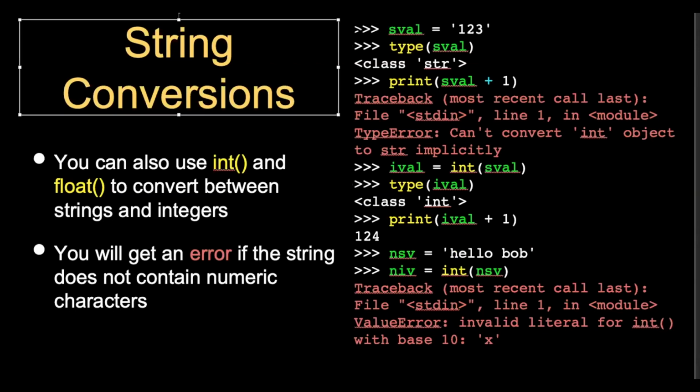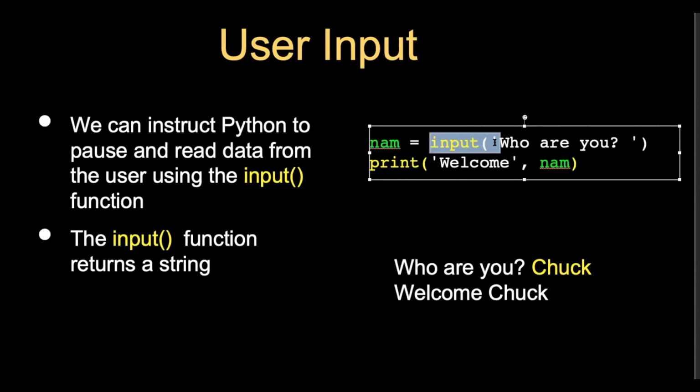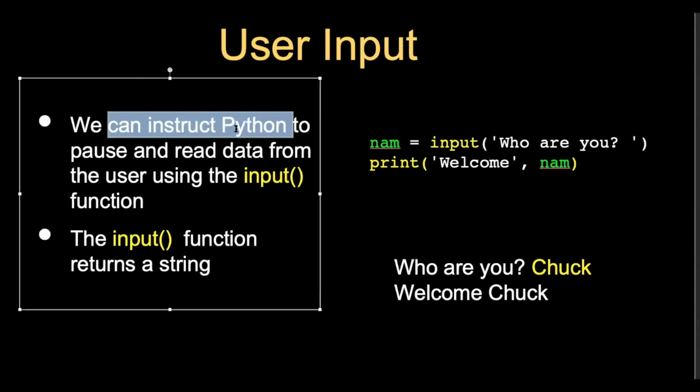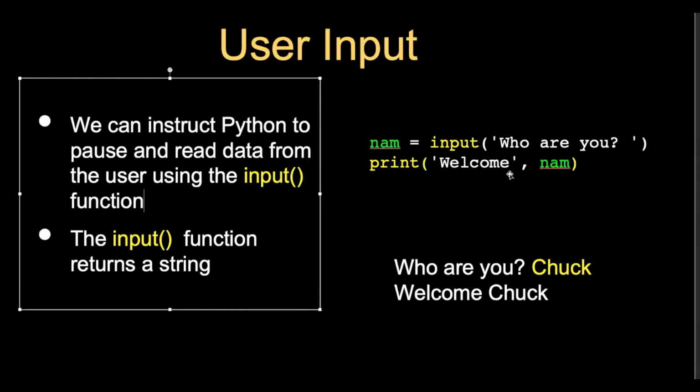Okay, so what you see here is all Python interactive. Okay, all right. Here's the interesting part. So here's the input. What is the input here? Now, in the context of your computing device, your input is whatever is on your keyboard. So this input actually points to your keyboard. When you have this input, you're basically telling Python to pause and read data from the user using the input function.